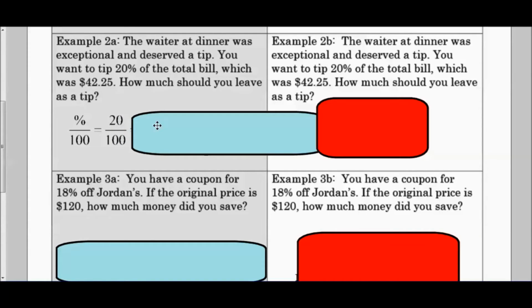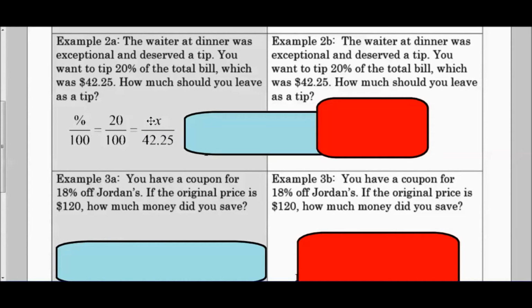Put the percent as a whole number, 20 over 100. Really, that just represents 20%. It's 20 divided by 100. That's where we're getting that part from. We see that we have a total here. It says of the total bill, which was this $42.25. That's the total. That's going to be lined up with 100. 100% means that's the total. We're trying to find out what the 20% of that is.